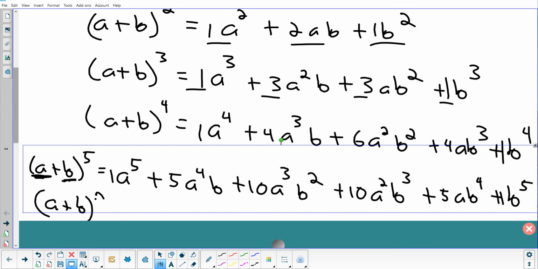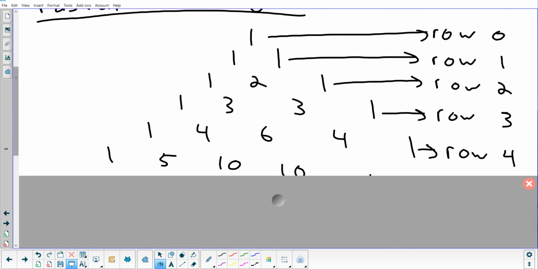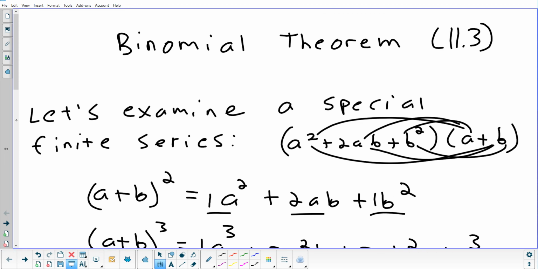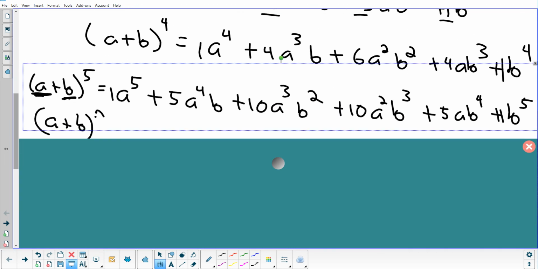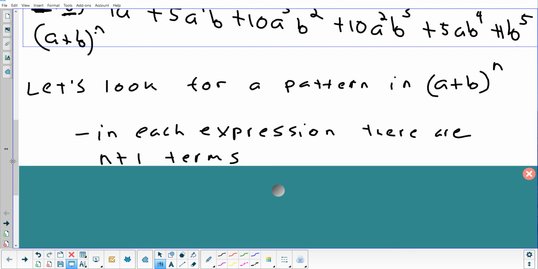So what if you wanted to do a plus b to the 20th? Technically that would mean you need to know row 20 in this triangle, which could be kind of annoying to figure out. So as long as this exponent isn't too big, I would say 7 or 8, even 9, that's not too bad, we can do it. So I think we noticed all these patterns.